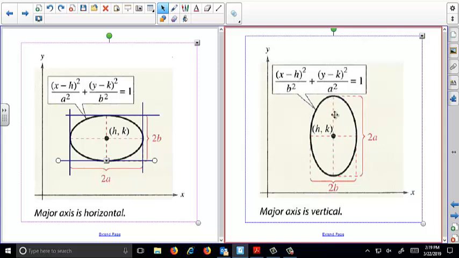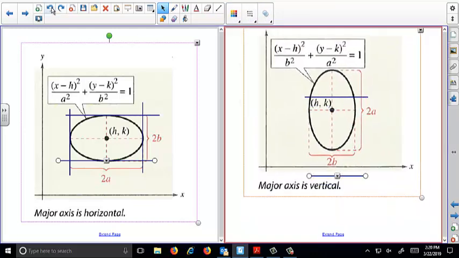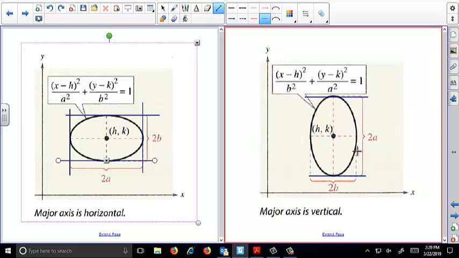And again, I would plot the center of the ellipse. Then I would count over horizontally, whatever the denominator of the x is, the square root of that, I count over that far, and I would draw this box to help guide me drawing this ellipse. It's just easier to draw the box, kind of provides some structure to everything. So we'll do this quite a few times, so you'll see it. You won't have any problem.